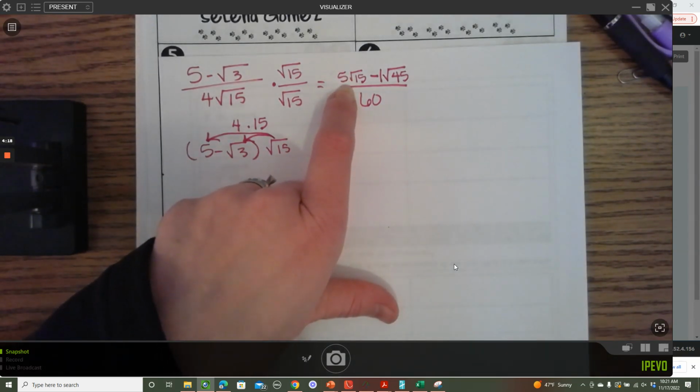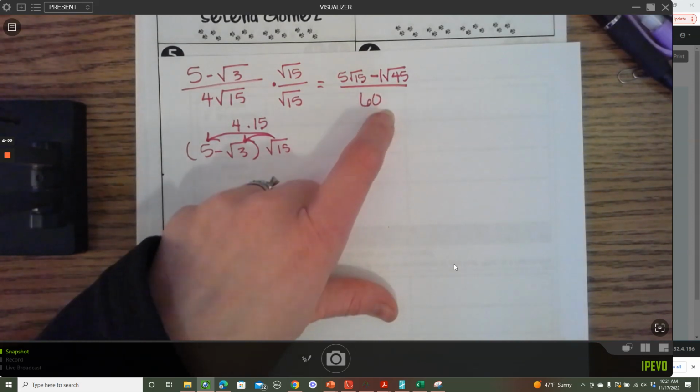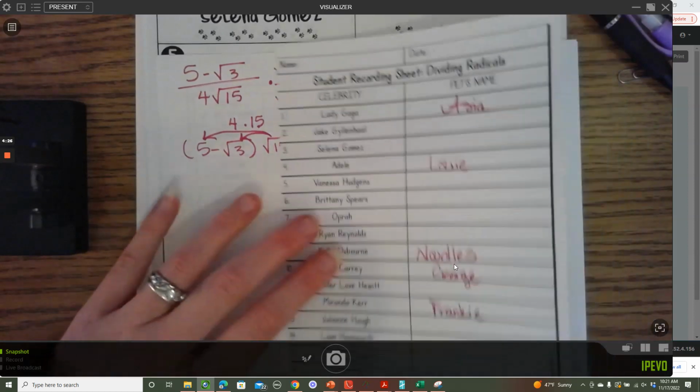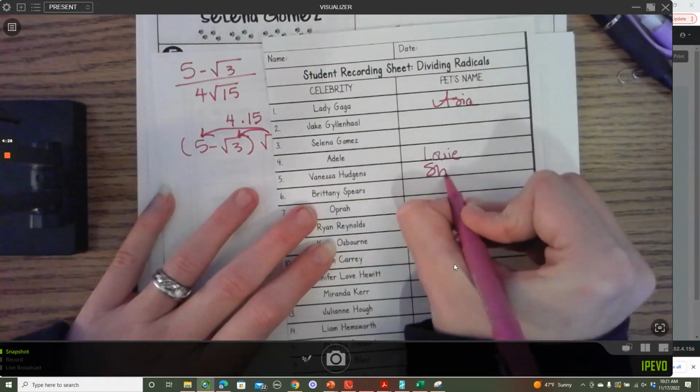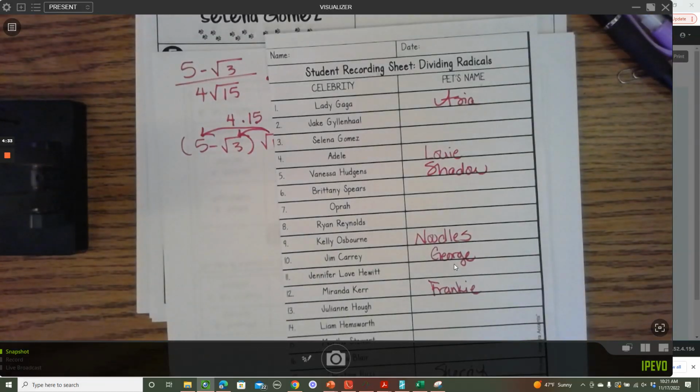So what dog is 5 square root of 15 minus the square root of 45 over 60? Shadow? Yeah, number 5. Yep. Yeah, shadow. What was number 17 yesterday? I never wrote that down. I know we did. Sheriff.